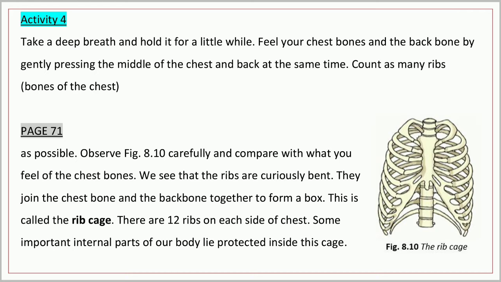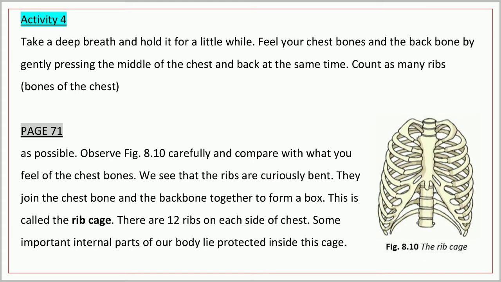Okay, now count as many rib bones of the chest as possible. Observe figure 8.10 carefully and compare with what you feel of the chest bones. We see that the ribs are curiously bent. They join the chest bone and the backbone together to form a box. This is called the rib cage.